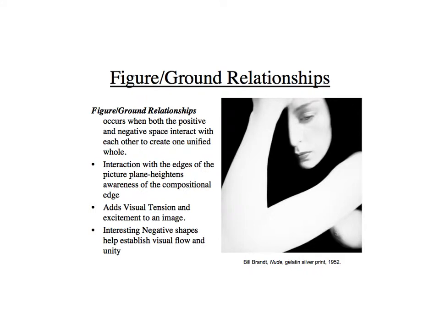Figure versus ground relationships describe how those interact. It occurs when both the positive and negative space interact with each other to create a unified whole. So, for example, in this piece by Bill Brandt, the negative space and the positive space are equally important. Interaction of the edges in the picture plane also creates an awareness of the visual edge. If you see the arm in the front of this figure, it almost becomes a background shape where the black becomes the more important shape of the piece.